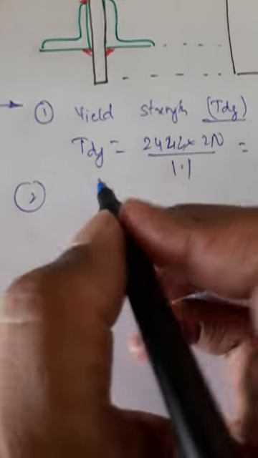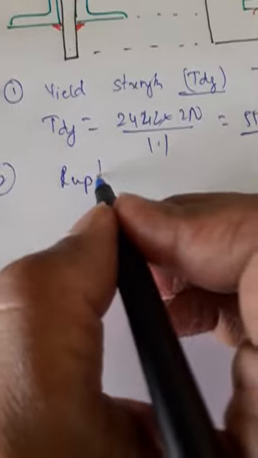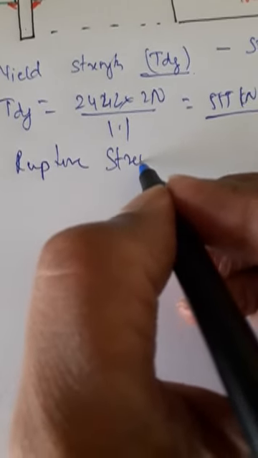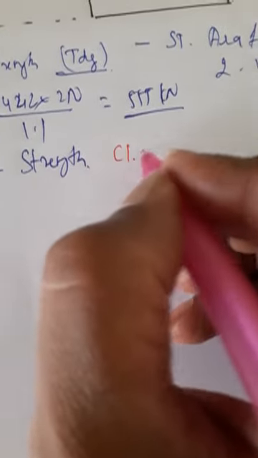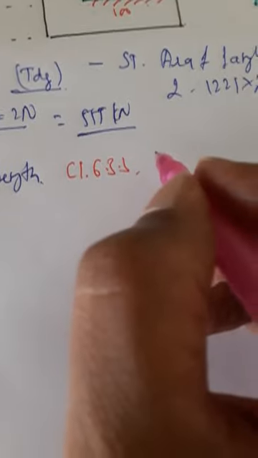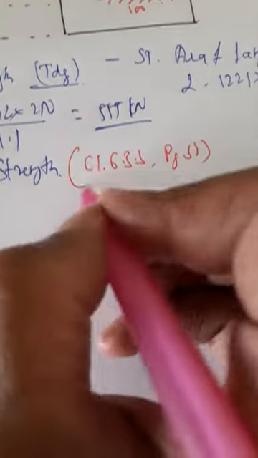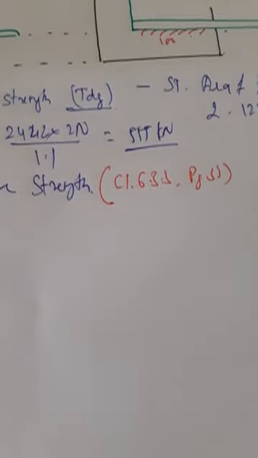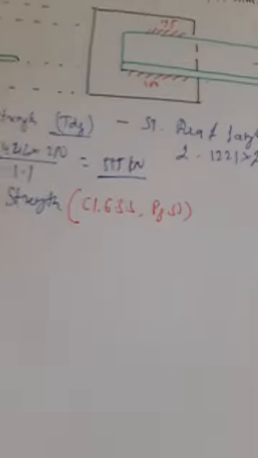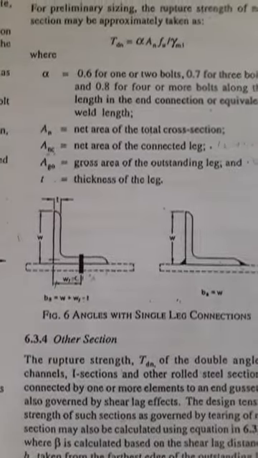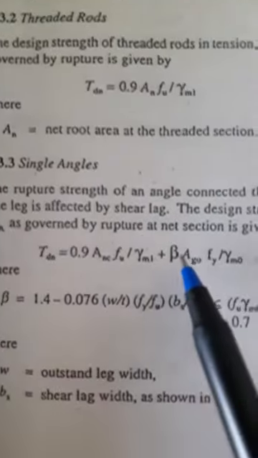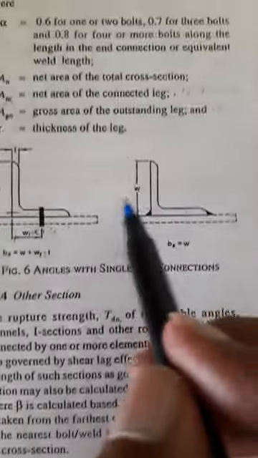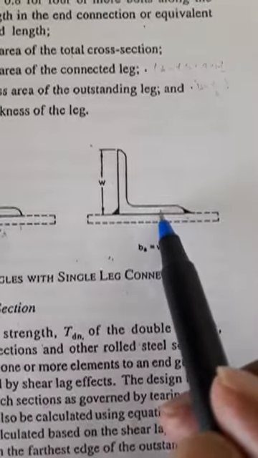Second, rupture strength. For rupture strength, refer to clause 6.3.3 for welded connections, page 33. So first go through the steel tables. So this is 6.3.3. Here we have for single angles, this is for bolted connection, and this is for welded connections.